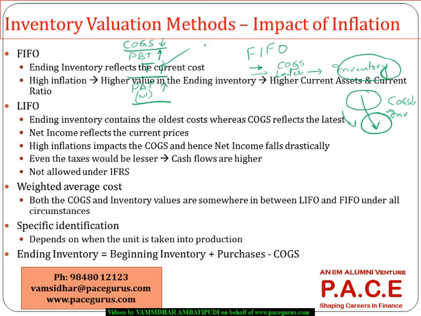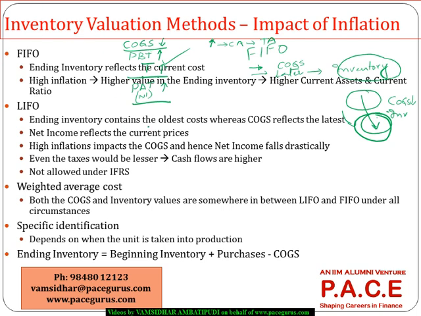Whereas when we look at the inventory part, the inventory will be very high because inventory is composed of the later purchased goods. So the inventory will be very high, which means the current assets will be higher, which means the total assets could be higher, and whatever calculations are based on total assets are impacted accordingly.